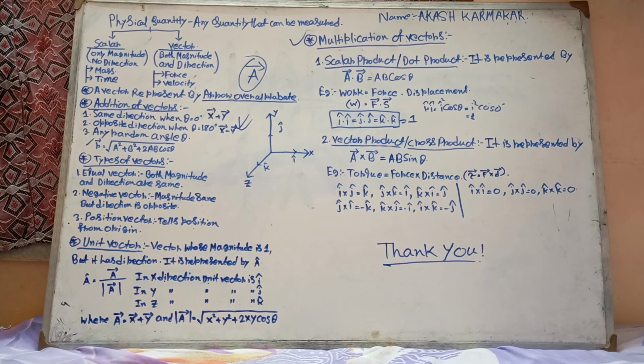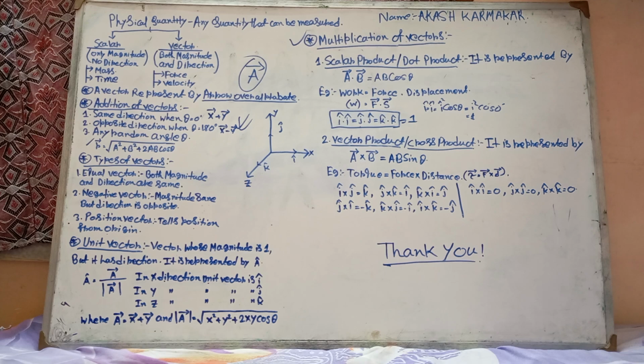Then the second is the vector product or cross product. The vector product or cross product is represented by a vector cross b vector, which is equal to ab sin theta. For example, torque. The torque is force cross displacement, and the torque has direction, and force and distance also have direction.